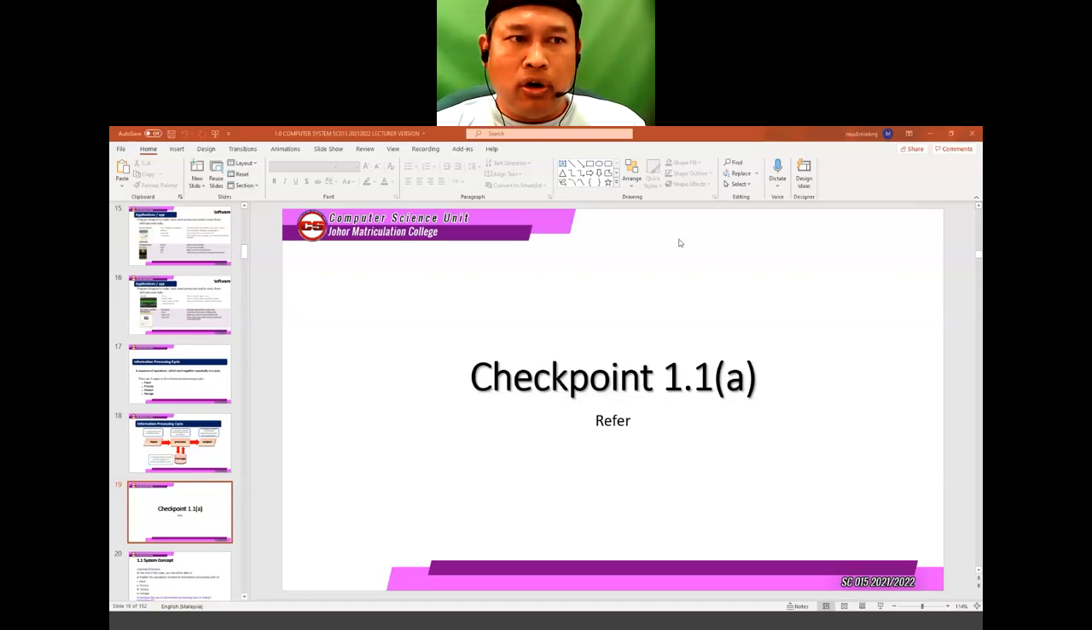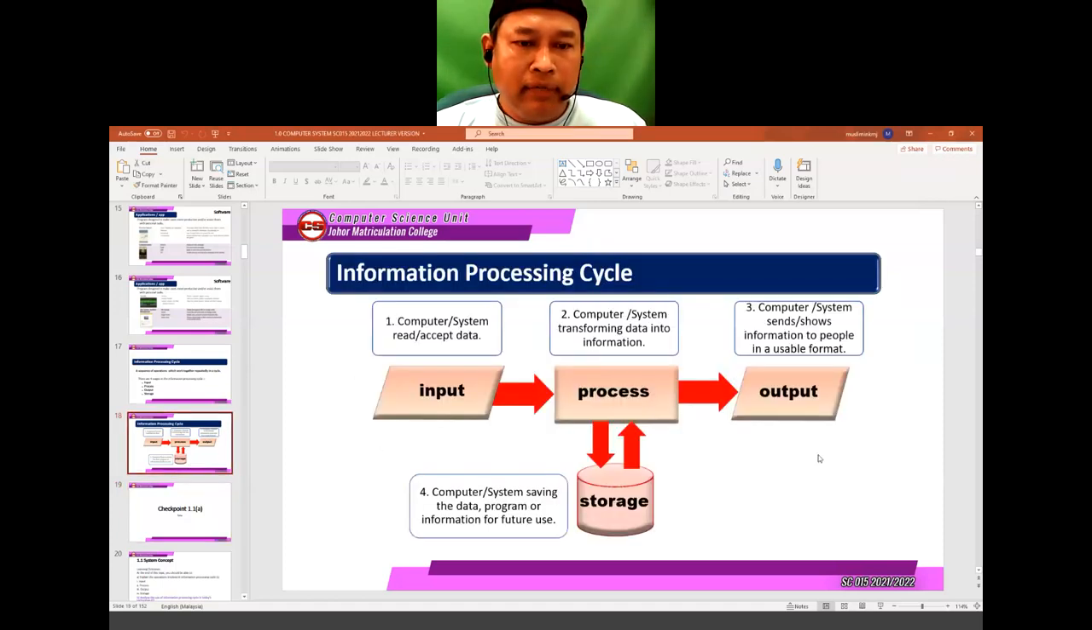Okay, question number two. Draw a diagram of the information processing cycle. Kita draw diagram ini. Input, process, output and storage. Jangan lupa bentuk input, process, output and storage itu kena ikut. Kalau bentuknya salah, maka salahlah jawapan anda. Okay, number three, describe the operations involved in the information processing cycle. Number one, what are the activities for the information processing cycle? Apakah aktiviti yang pertama untuk IPC, information processing cycle?